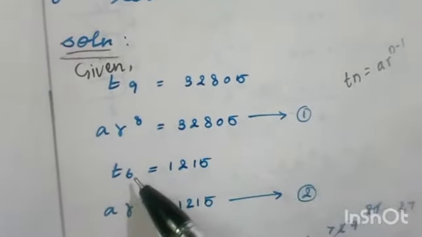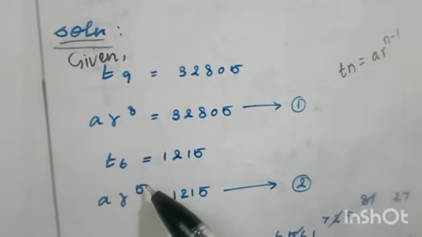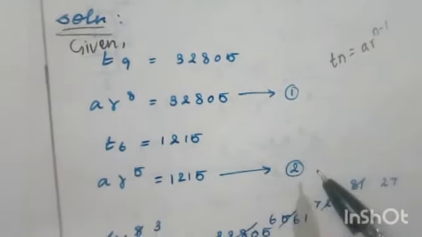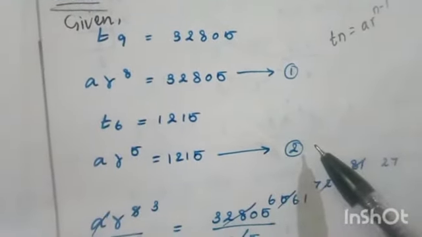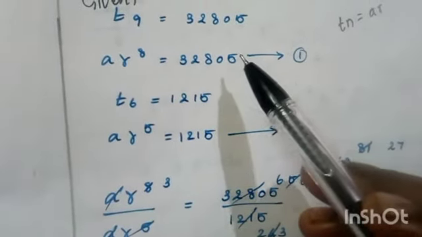Also given, the sixth term is 1,215. So it is written as A into R power 6 minus 1, that is 5, equal to 1,215. We call it equation number 2. Now you have to divide equation 1 by equation 2.